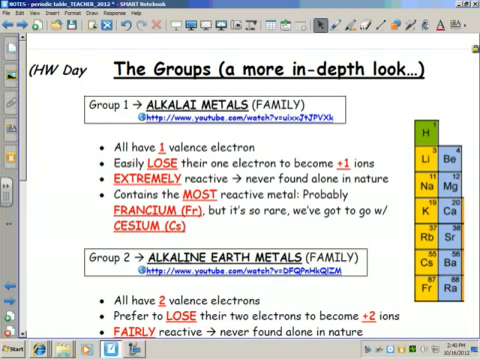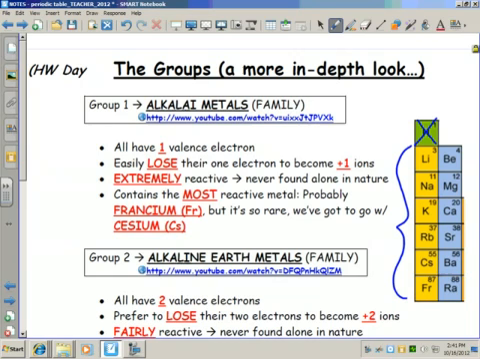We're going to start with group 1, the alkali metals. Now, the alkali metals are in the first column, but not including hydrogen. The alkali metals are also what we call a family. Not all groups are considered families. We'll find out throughout this lesson there are only 4 families on the periodic table. The alkali metals are one of those families.